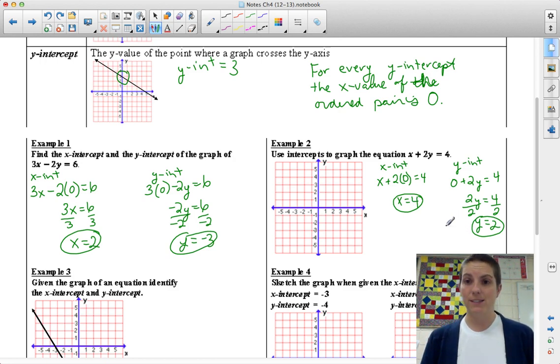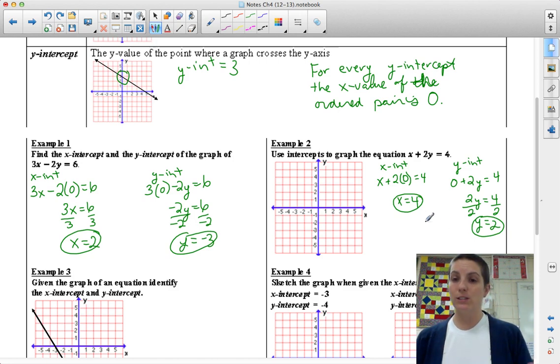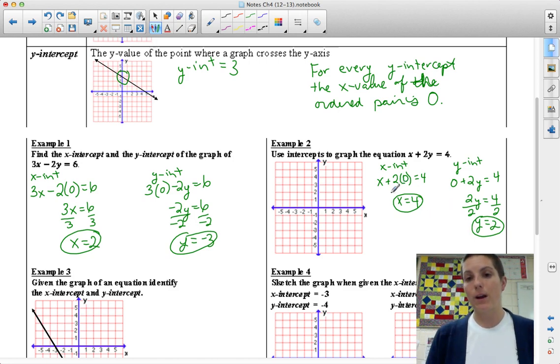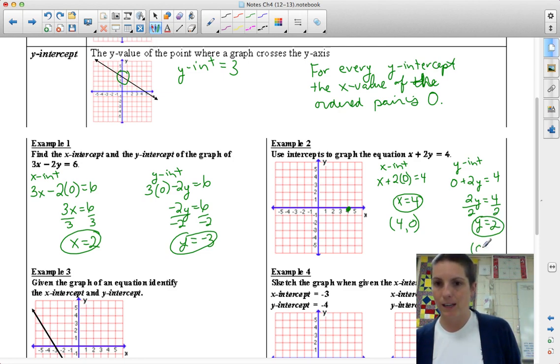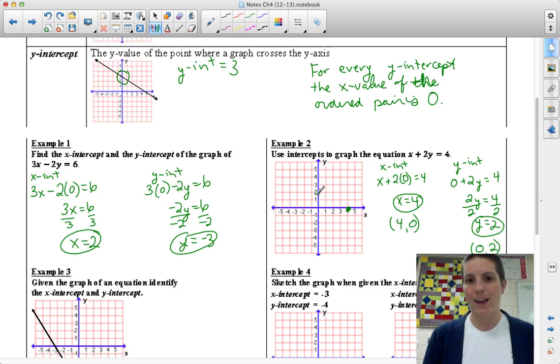The second part of this is that we have to use these two values to plot a graph. Remember, an x-intercept is the point (4, 0), or the point on the x-axis. So we're going to positive 4 on the x-axis. And we also need to go to positive 2 on the y-axis, because that's the point (0, 2). So we go to positive 2 on the y-axis. We've graphed 2 points, and that's enough for us to be able to sketch a line.